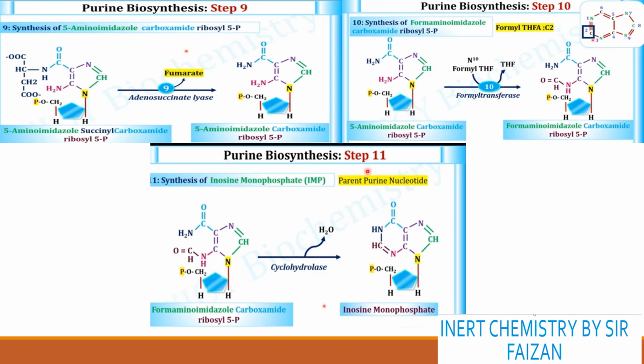And in the 11th step, again the ring closure occurs with the release of water molecule by the help of enzyme cyclohydrolase. This ring gets closed and this inosine monophosphate is formed. Here you see that this inosine monophosphate is formed on the molecule of ribose 5-phosphate. This is the ribose 5-phosphate molecule, and this nitrogenous ring of inosine monophosphate is formed on the molecule of ribose 5-phosphate.